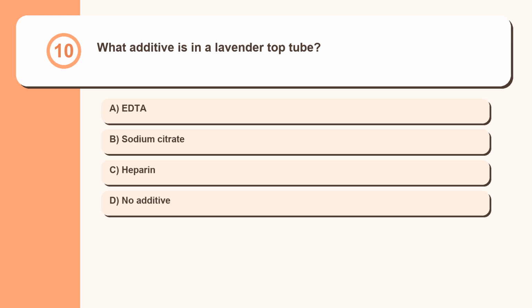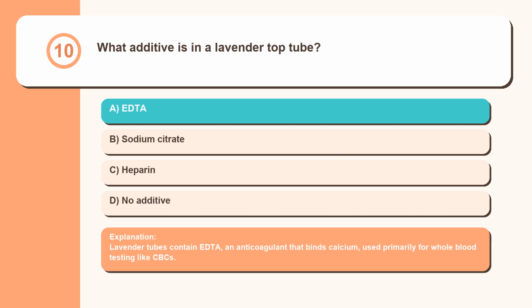Question 10. What additive is in a lavender top tube? EDTA, sodium citrate, heparin, no additive. Lavender tubes contain EDTA, an anticoagulant that binds calcium, used primarily for whole blood testing like CBCs.